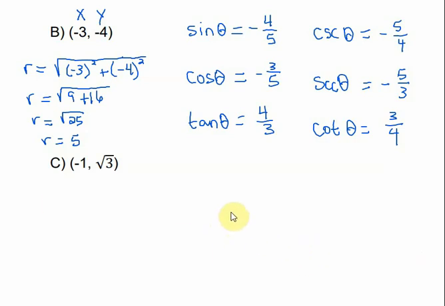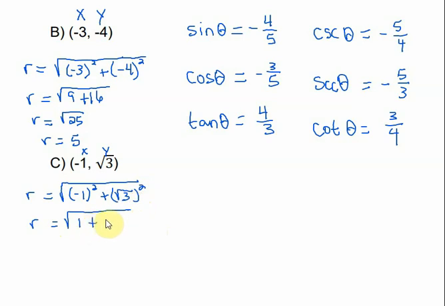All right, for C, we got a radical in here. This is my x, this is my y. So let's again find r. R is the square root of -1 squared plus the square root of 3 squared. So when we square -1, of course, we get a +1. And then when we square a square root, it just cancels out. So that leaves me with 4, and the square root of 4 is 2.